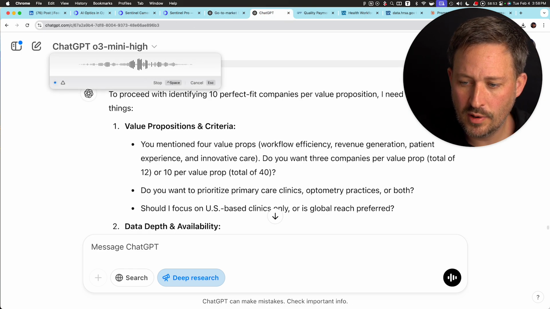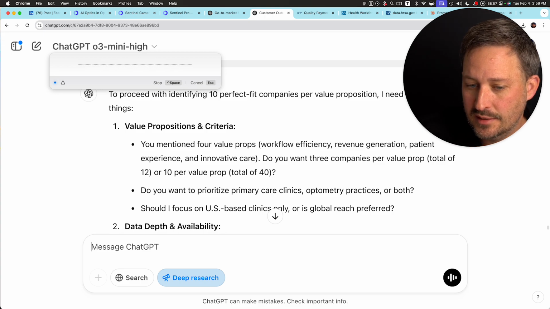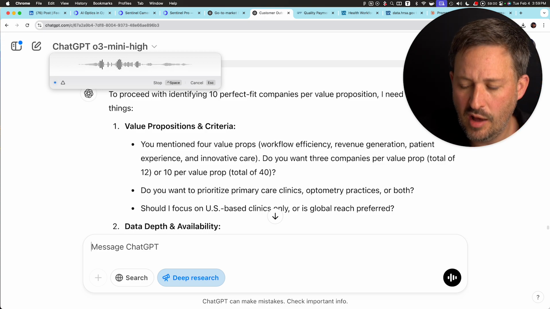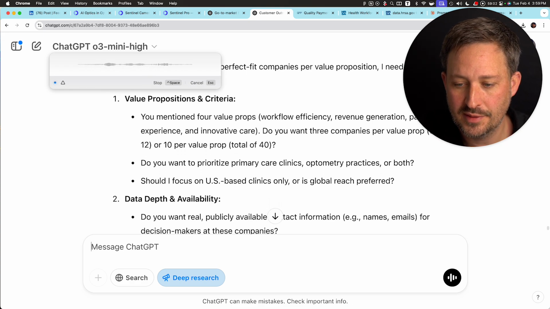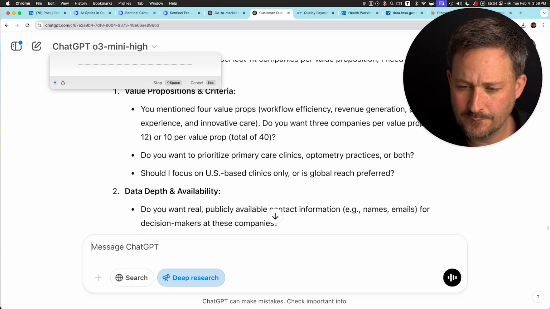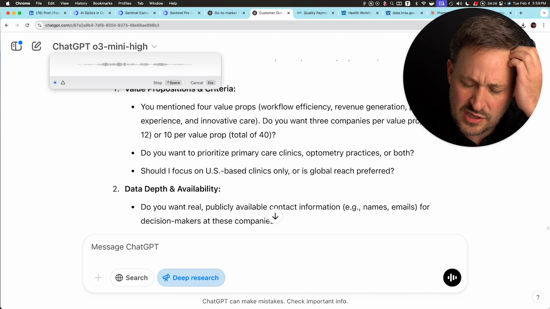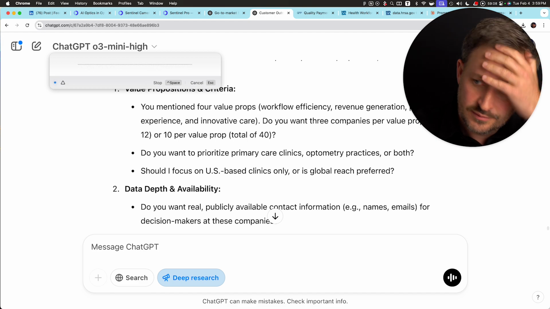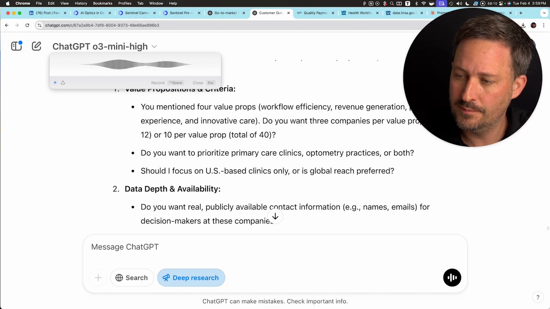Okay, just give me 3 companies per value prop. It's fine. I really want the best one. And then you actually give me 4 each. Let's stop. No, that's not what I want.